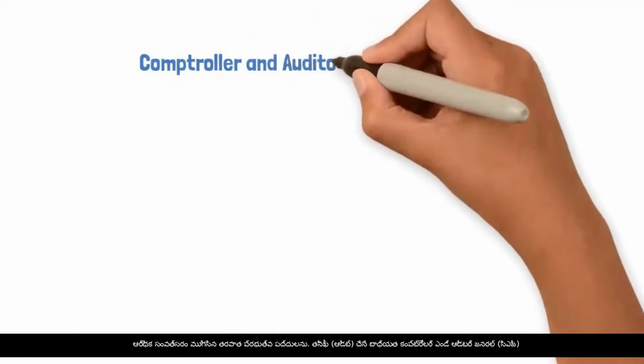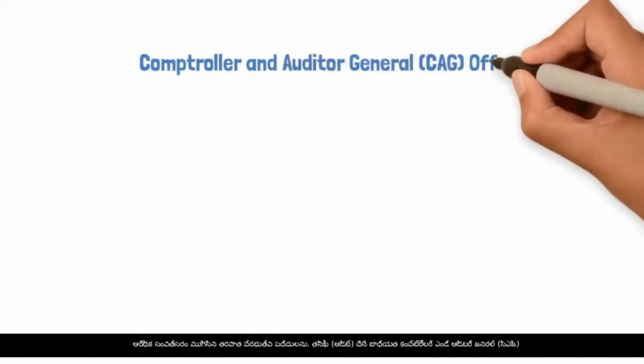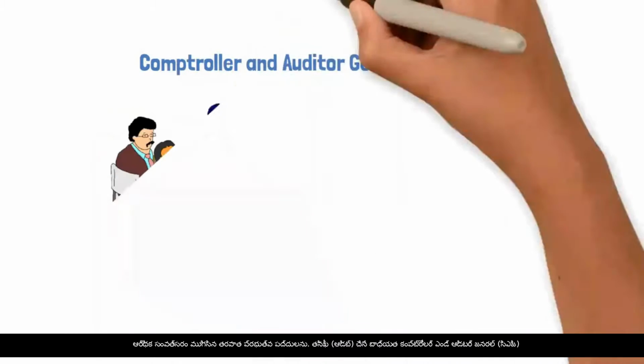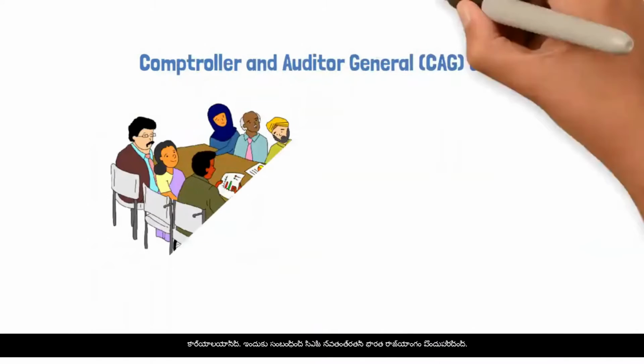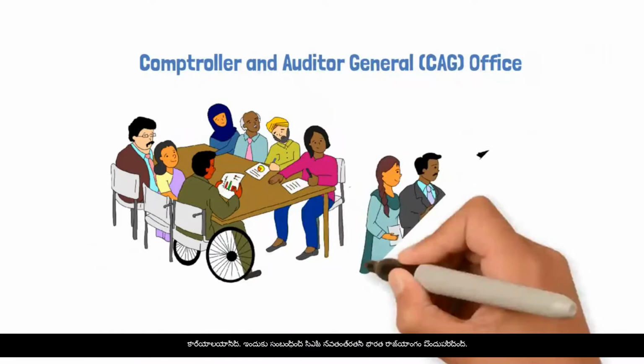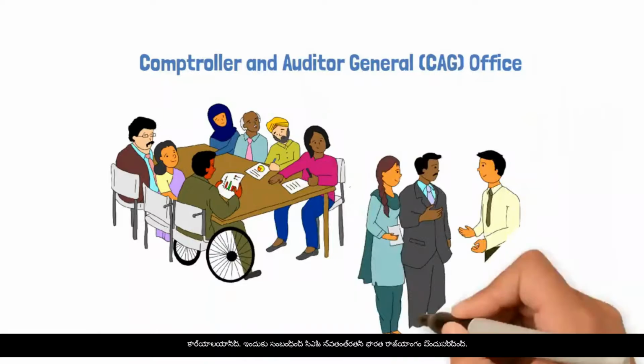The Office of the Comptroller and Auditor General, that is CAG of India, is responsible for auditing government's accounts once the financial year is over. The Constitution of India has established the independence of the CAG in this regard.